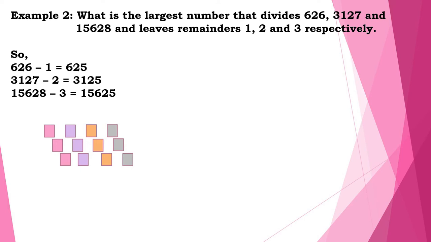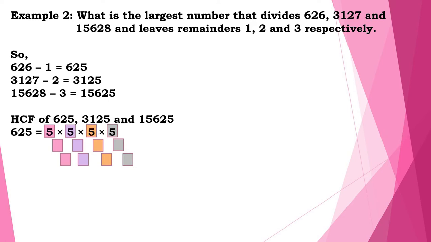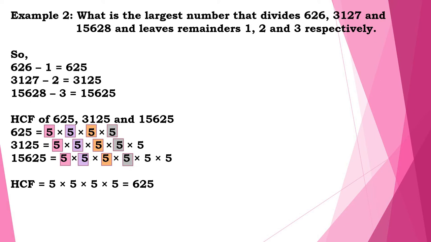So now we will find the HCF of these 3 numbers, that is 625, 3,125, 15,625. Okay. So let us see. 625 is equal to 5 into 5 into 5 into 5. 3,125 is equal to 5 into 5 into 5 into 5 into 5. And 15,625 is 6 times 5. So we have 4 5s common here. So HCF is 625. So the largest number that divides these 3 numbers, leaving remainders 1, 2 and 3 respectively, is 625.